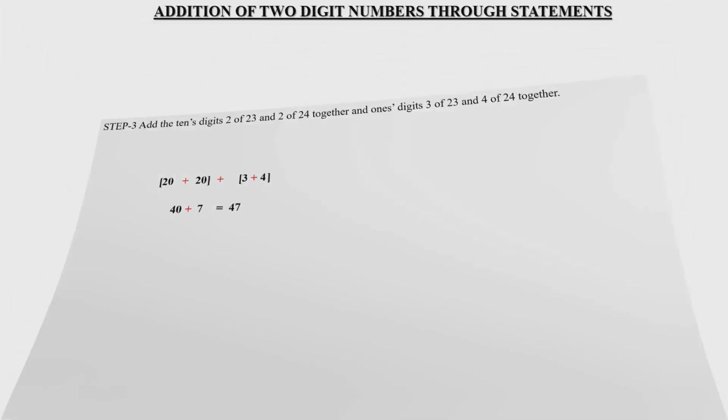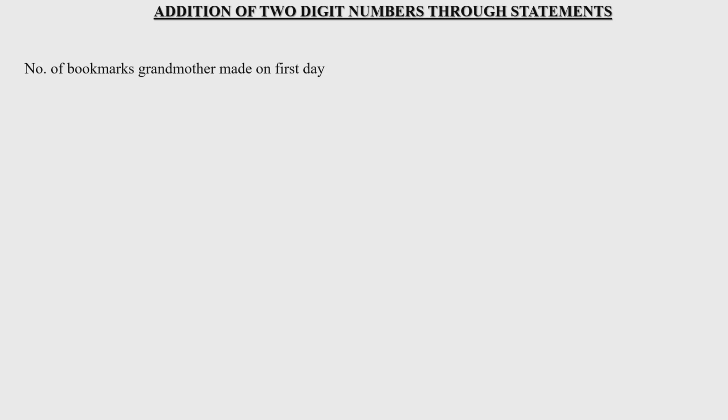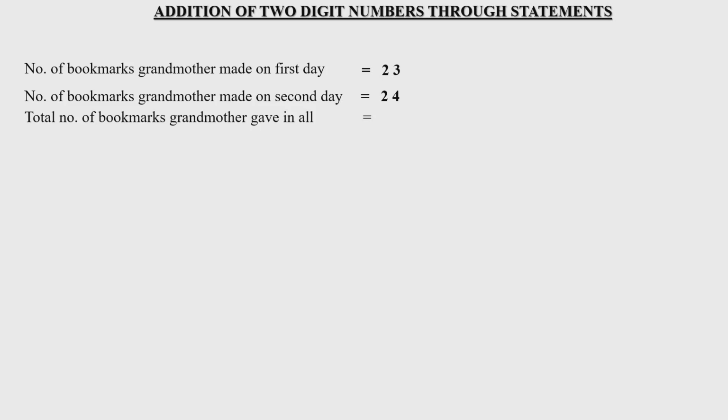Now let's do it through statements. Number of bookmarks grandmother made on first day is equal to 23. Number of bookmarks grandmother made on second day is equal to 24. Total number of bookmarks grandmother made in all. Now we will add. Firstly, from ones column, 3 plus 4 is equal to 7. 2 plus 2 is equal to 4. So, in answer we get 47.